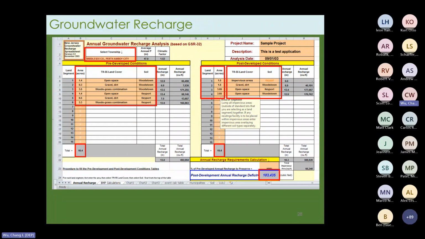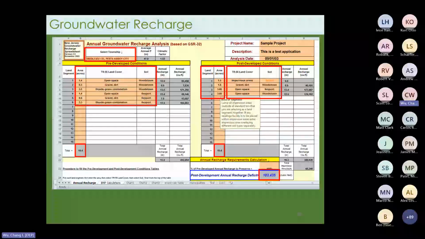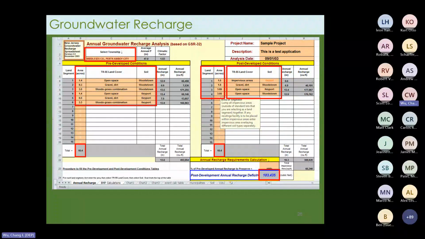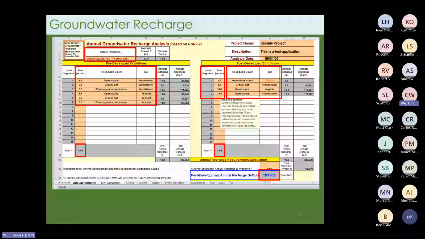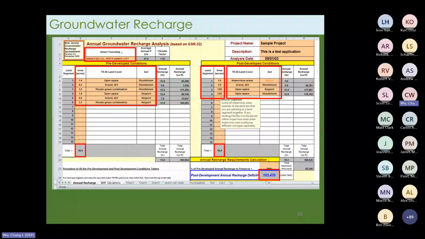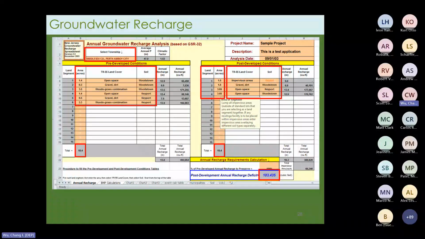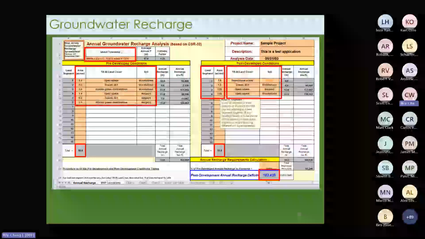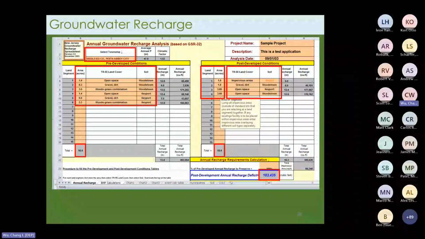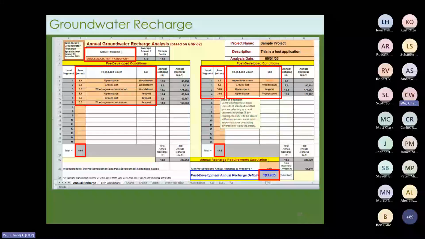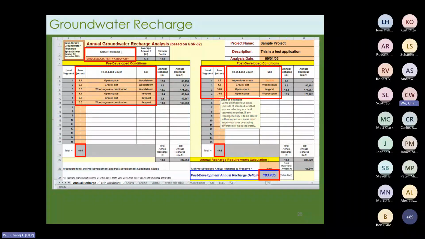And note that infiltration is not the same as groundwater recharge here. Infiltration is only the process that allows the runoff into the subsoil. For groundwater recharge, the runoff needs not only to drain into the subsoil, it has to pass the root zone. So for different soils, there are different depths of root zone. Therefore, soil in this spreadsheet plays an important role in the calculation of the annual recharge and the recharge provided by the BMP.